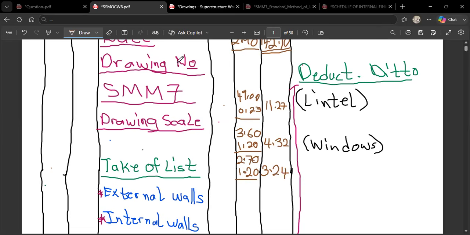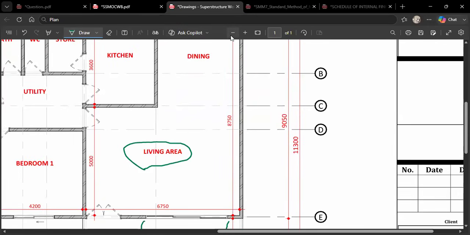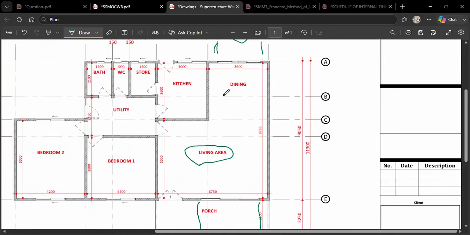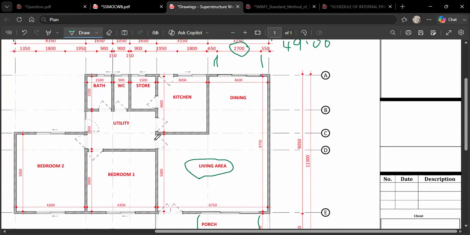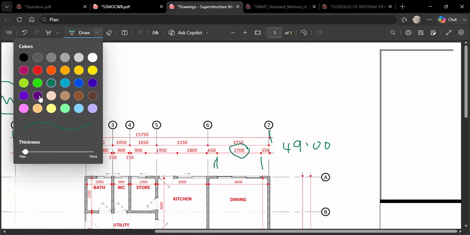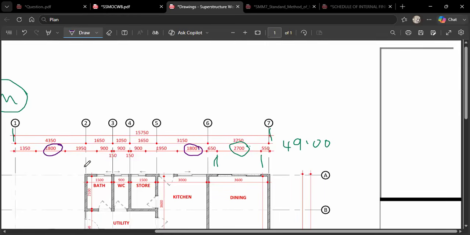So now we are done with the living room and then the dining. Let me quickly zoom this a bit. Yes, we are done taking the windows of the living area and the dining. So let's also focus on the other ones. If you take a clear look, let's count them. You realize that the 1,800 windows are four. This is one. I can use a different color pen so that you can enhance your understanding. So this is 1, 2, 3.